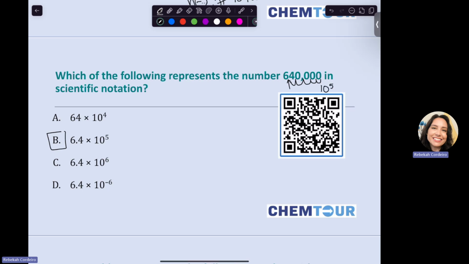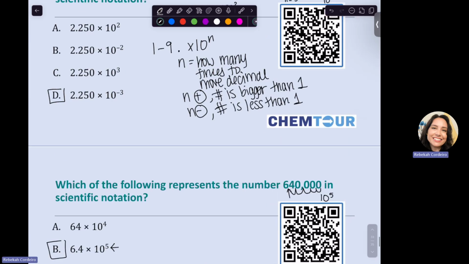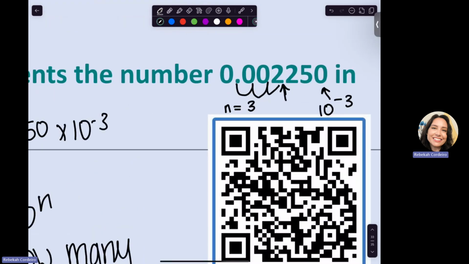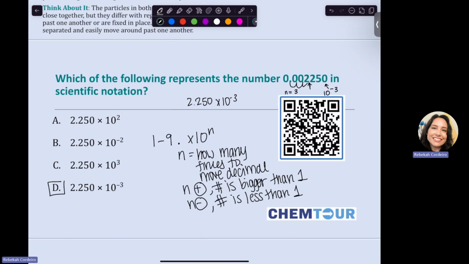Does it need to be positive or negative? Well, our answer options only have 10 to the 5, so we can just go with that. But why is this positive and not negative, which is maybe what you got wrong? It's because this is a larger number than 1. If you memorize the left and the right stuff, that's fine. If it's not working for you, then change. Big number, positive number. Small number, smaller than 1, negative number, okay?